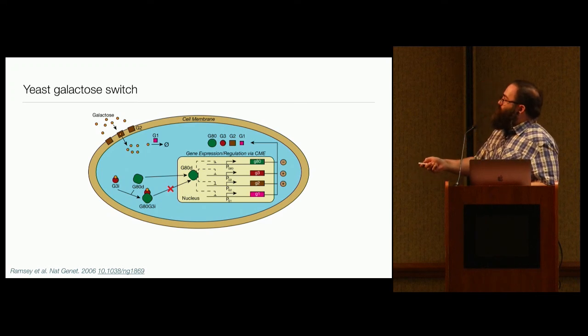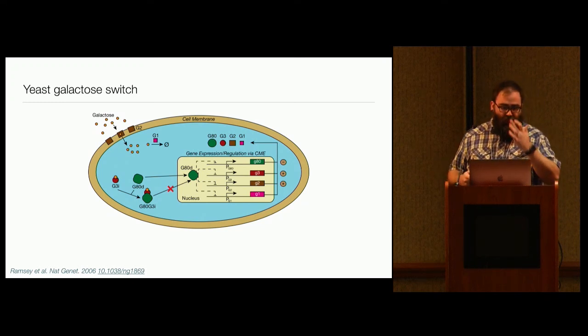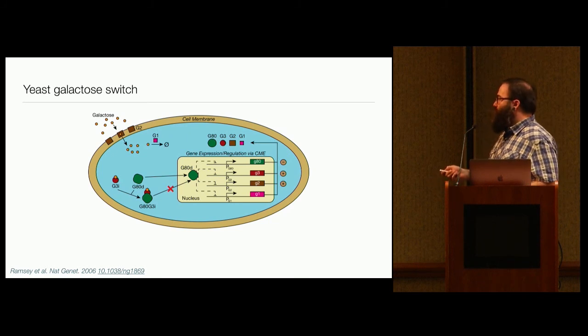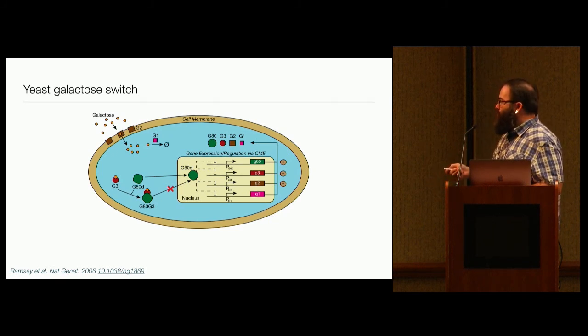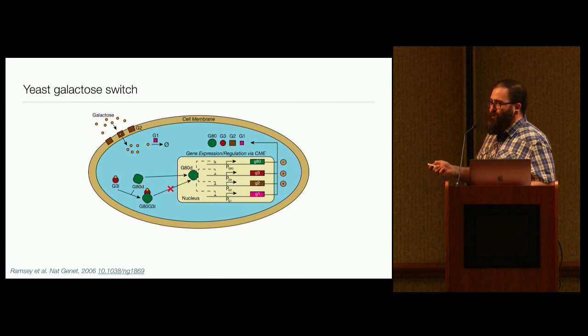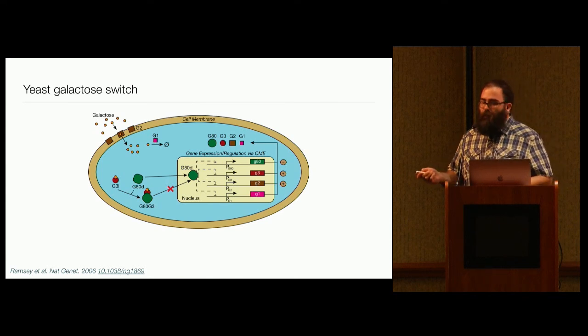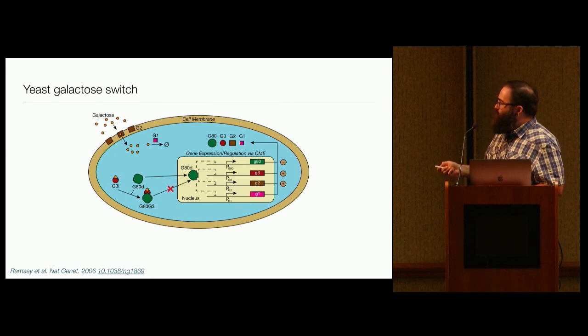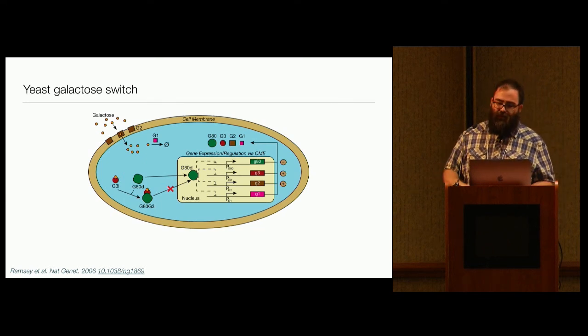So when galactose enters the cell, it starts to interact with these G3 species here. So this green blob is a repressor which is normally bound to the DNA, but it can fluctuate on and off, and it can also enter and leave the nucleus. But when this G3 species with a sugar bound to it interacts with the repressor, it can no longer re-enter the nucleus, so it's sequestered in the cytoplasm.